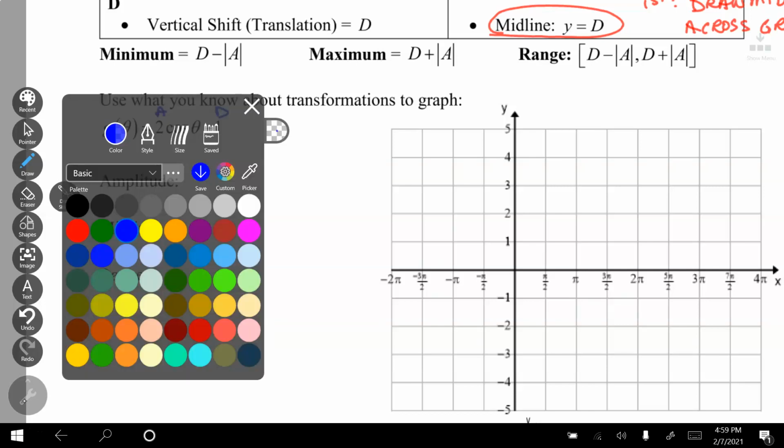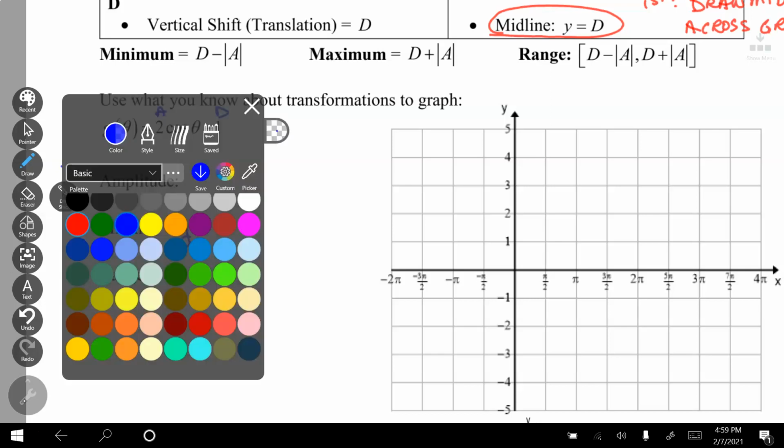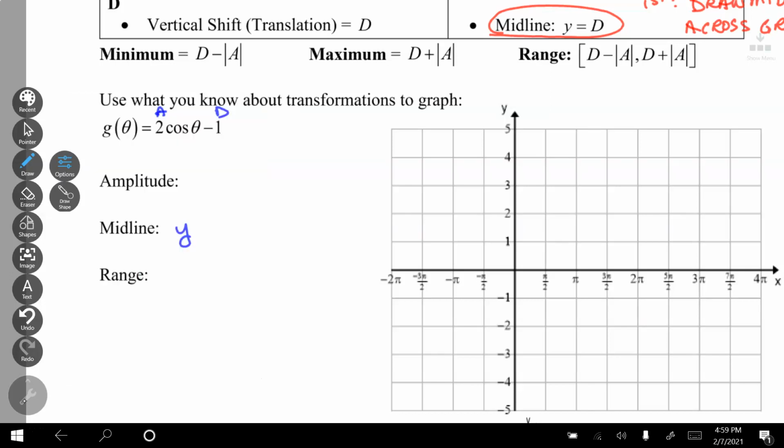And I can tell right away that the midline is y equals, gotta find my eraser, y is equal to -1. So I'm going to draw that across the page. y equals -1 is my midline. And if you think about it, I made the letters easy. A for amplitude, and I call the midline the D value.